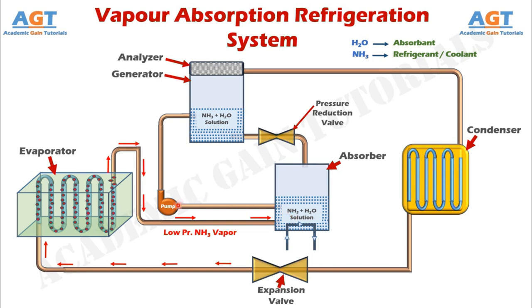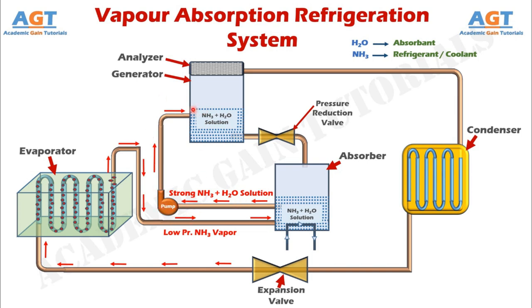Beside this absorber, there is a pump. Now, when power is provided, this pump starts working. Then using this pump, this strong solution of ammonia and water will be pumped from this absorber to this generator. So, the function of this pump is to transfer the solution from the absorber to the generator.